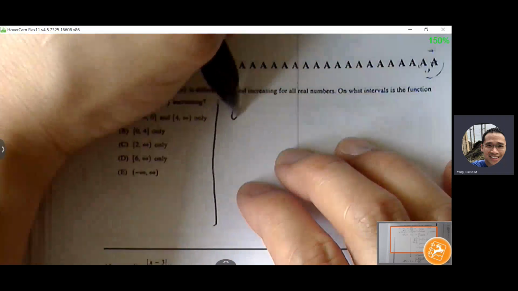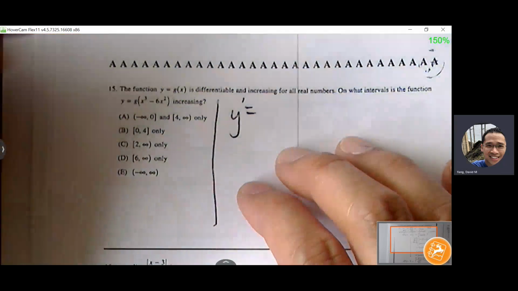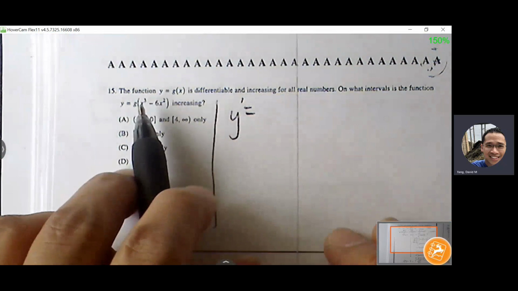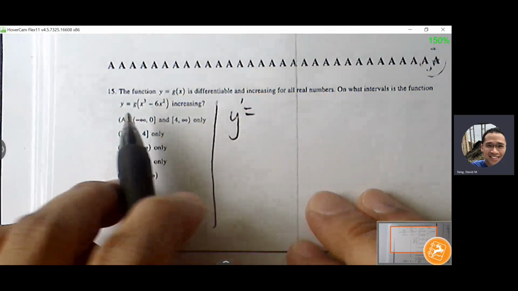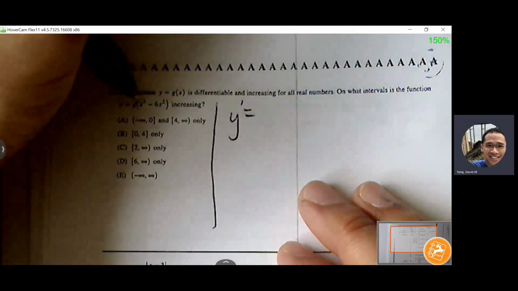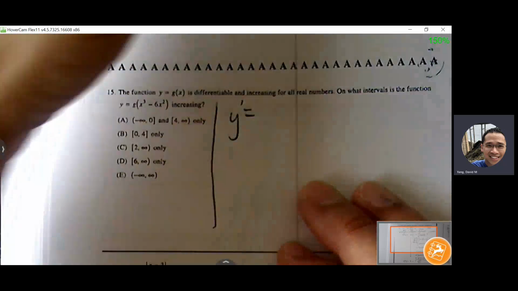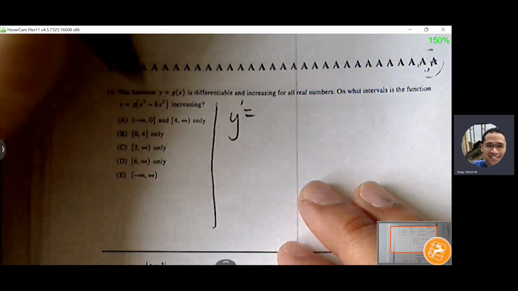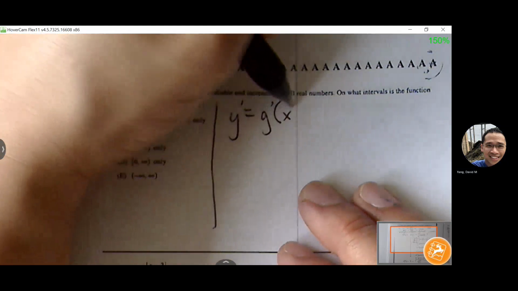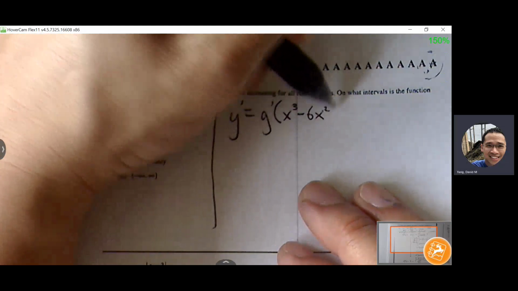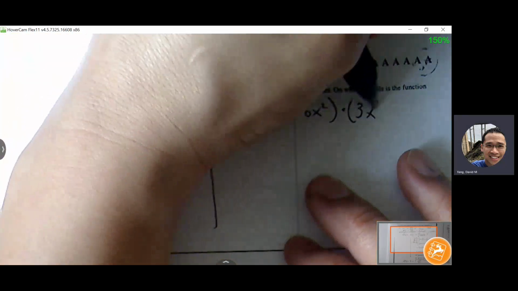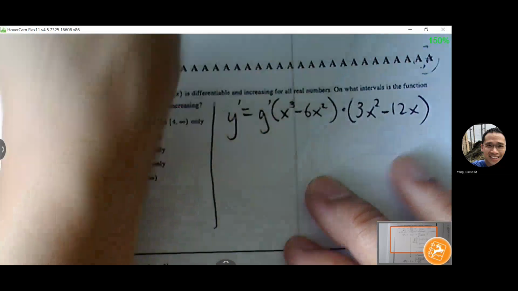So we have to find the derivative, but it's a little bit strange because this is kind of stuck in function notation. So we have to go through chain rule, but keep track of the function portion of it. So g of u is g prime of u times u prime, right? We have to do outside derivative times inside derivative. So the outside derivative is g prime of x cubed minus 6x squared, and the inside derivative is going to come out 3x squared minus 12x.